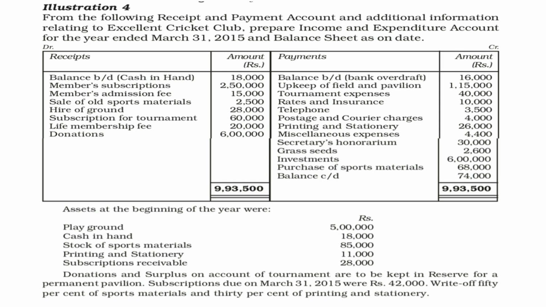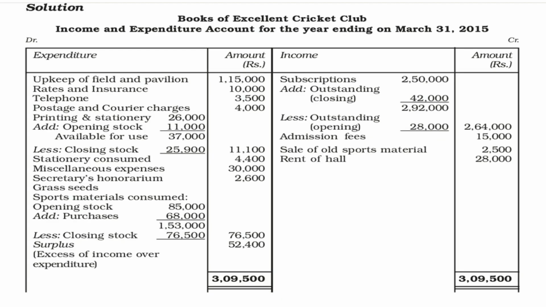Now let's move on to the payment side of the receipts and payments account. The first item is balance brought down, bank overdraft. We have already seen that the balances of cash or bank are not taken in the income and expenditure account. The next item is upkeep of field and pavilion, an item of expenditure taken on the expenditure side of the income and expenditure account.